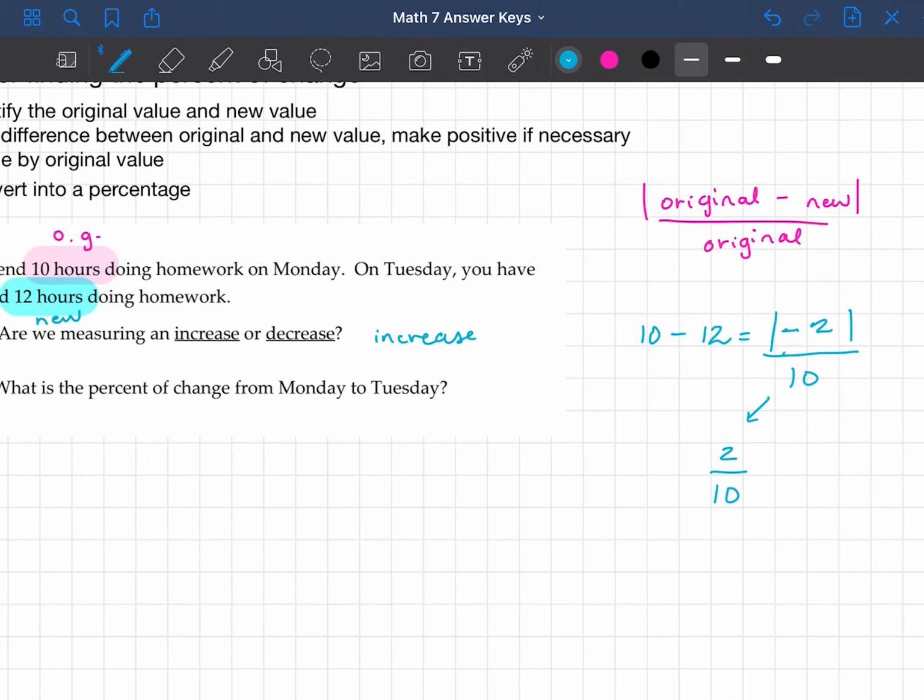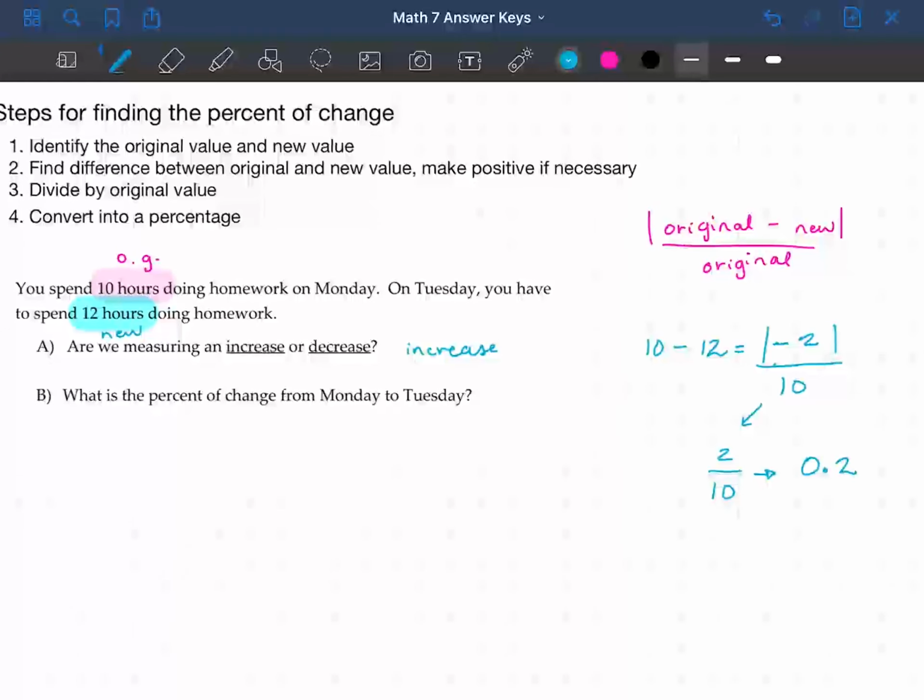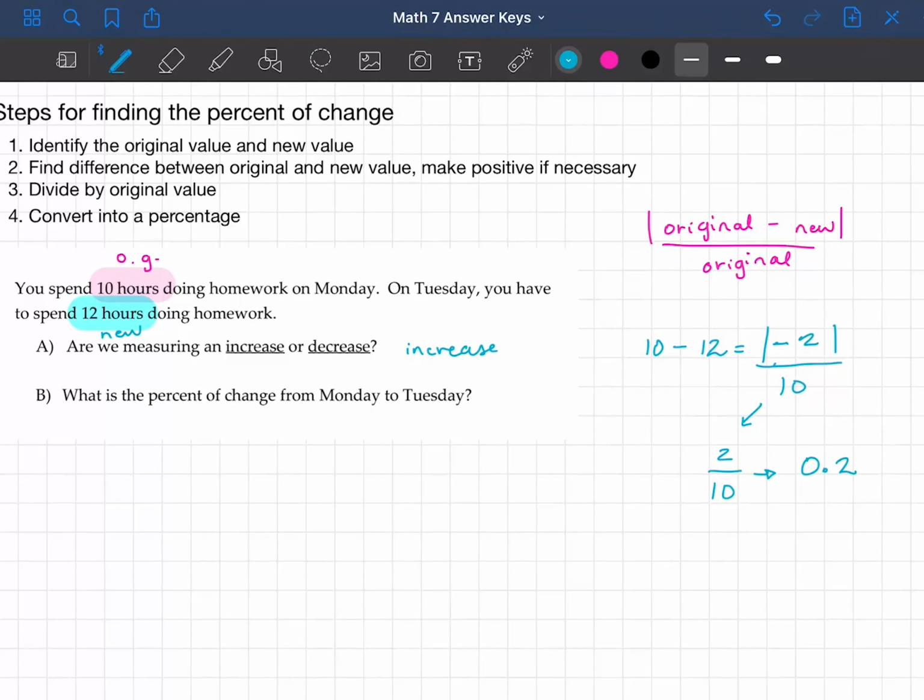Okay, so using your calculators, which you definitely may use for this assignment, you'll divide 2 by 10 and you'll get 0.2. From there, we want to convert it to a percentage, which is our last step, step 4. So we're going to go to the right 2 times, and that becomes 20%. From Monday to Tuesday, there was a 20% increase in the time that you spent doing homework.